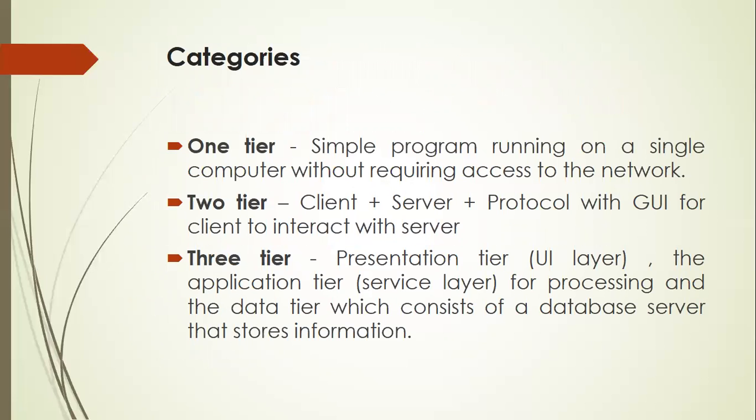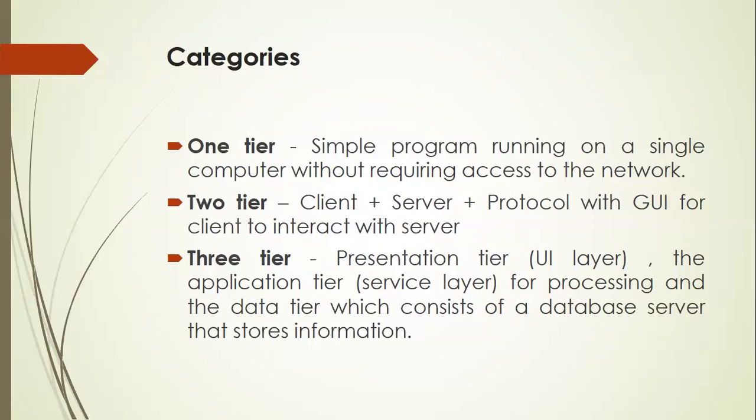Depending on how the client server architecture is arranged, there are 3 different categories of client server structure. One is one tier. In a one tier, there is no separation between client and server. Client and server reside in the same computer. So it's a simple program running on a single computer without requiring access to a network. Here there is no question of network. So your individual PC is an example of one tier.